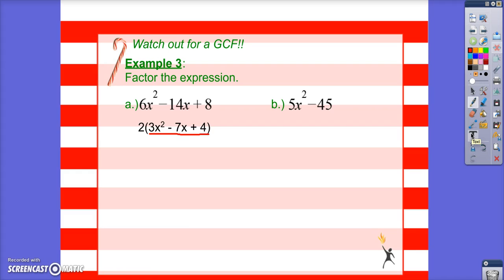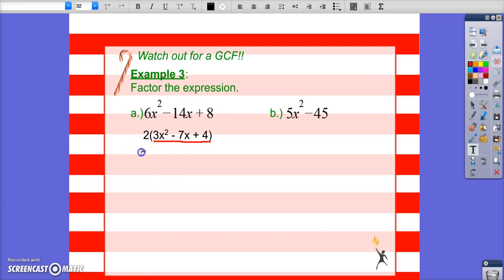Pause the video and try yourself, doing that check OI. Check OI is very, very critical. Check OI ensures that you get the right answer. And on a quiz or test, I'm going to ask you to show me the work because I don't want you just to pick any random number. I want you to make sure it actually works.